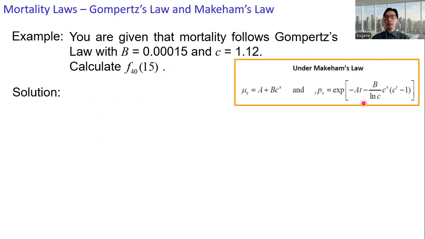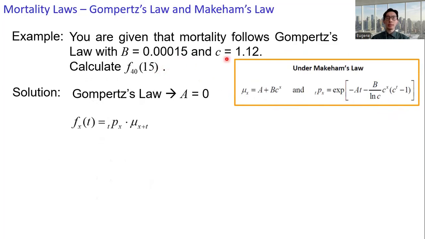All right, we have the formula for Makeham's law. For Gompertz's law, we set A equals 0, and then we are given the values of B and C. To get the density function, we need tpx times mu x plus t. The formulas for tpx and mu x plus t are given. So we need to get 15p40 and mu of 40 plus 15. We need to get mu 55.